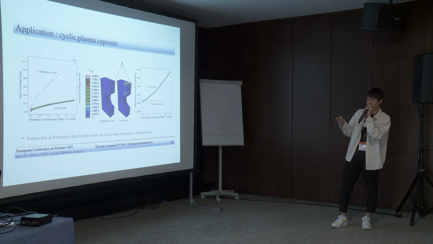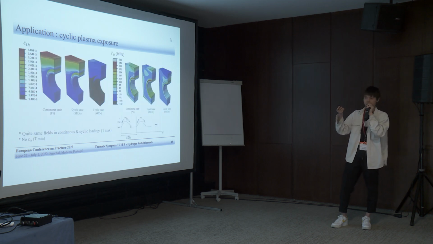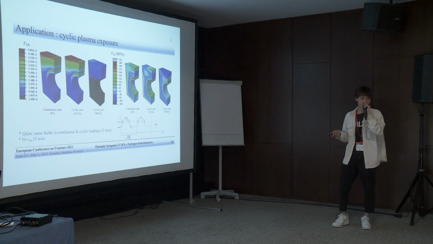And I'd like to show you the hydrogen retention and the plasticity. In the first figure, we can see that we have reduced around 3/4 of the hydrogen retention for the cyclic case compared to the continuous case, and the plastic strain, for example at point B, kept increasing during the whole phase one for the cyclic case, because the plastic strain is driven by the thermal expansion.